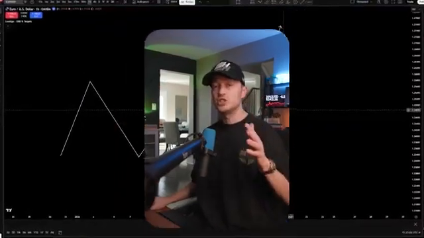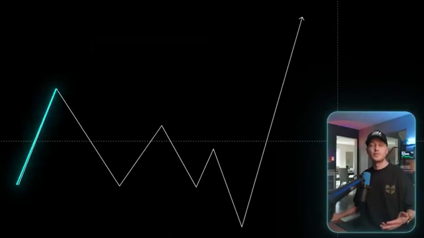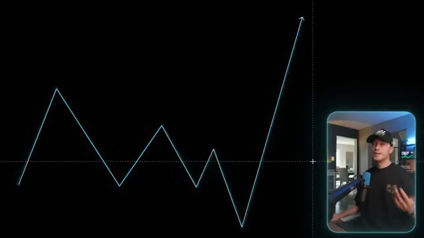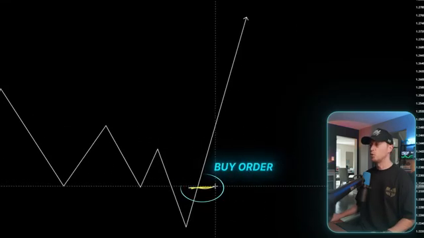Now, before we get into step 2 and I show you exactly how I determine a trade after a sweep, I want to explain why this works. I call this a simple institutional trade ladder. Retail traders like you and I don't have large enough trades to move the market up, but institutions do. So let's say an institution wants to get into a buy order right here.